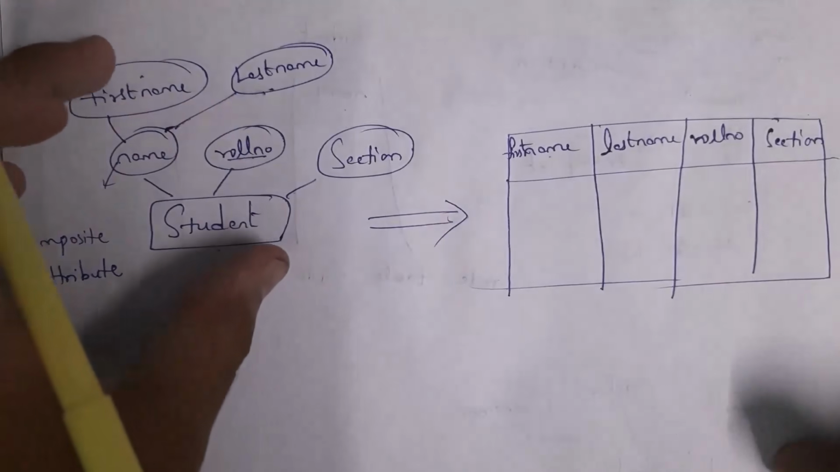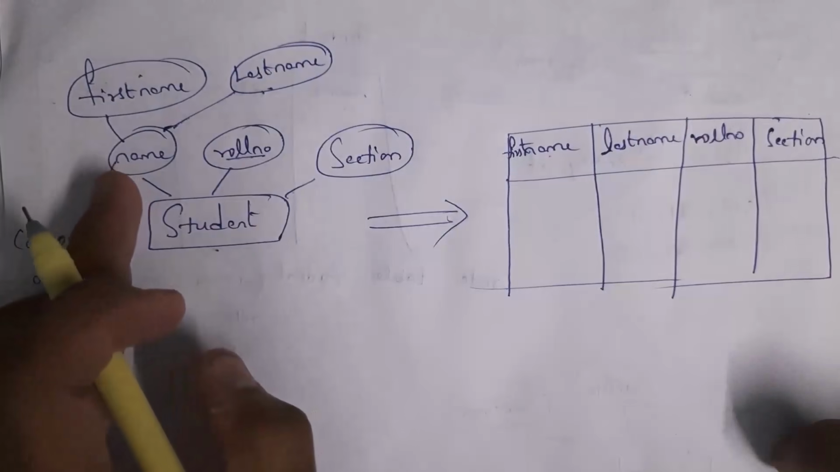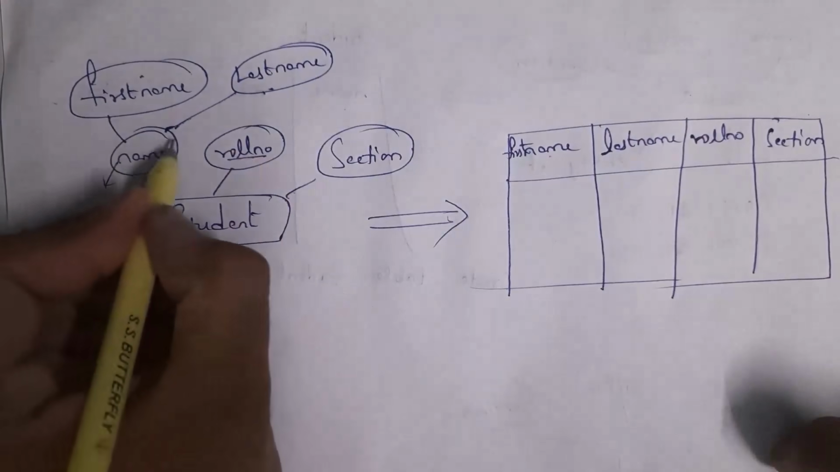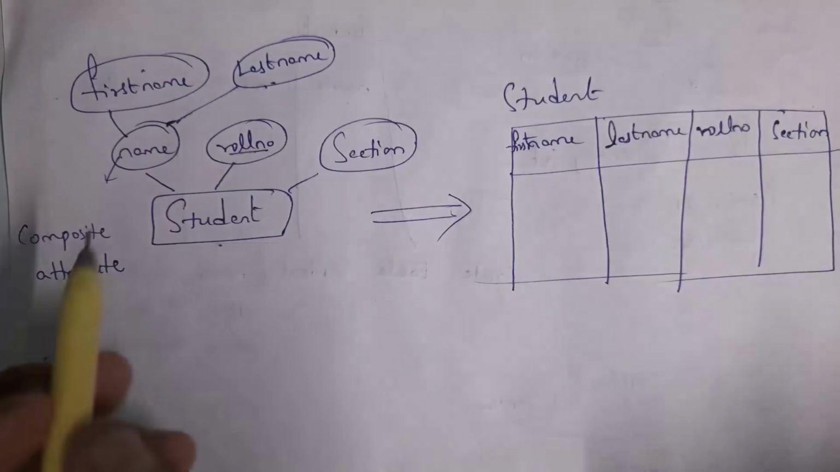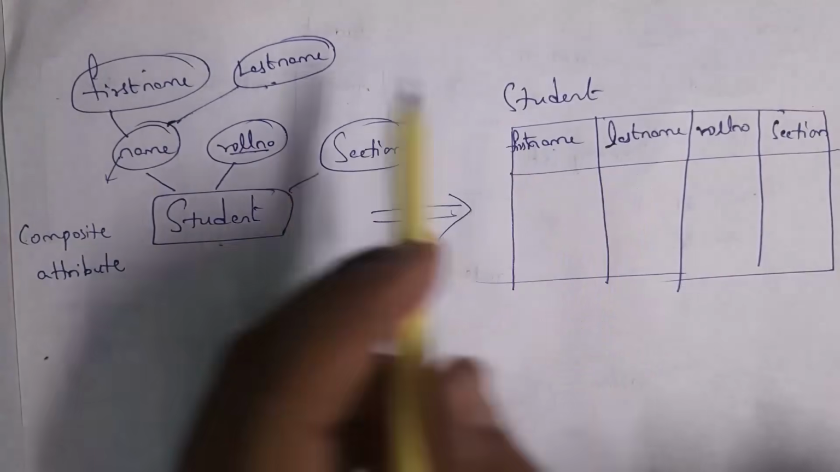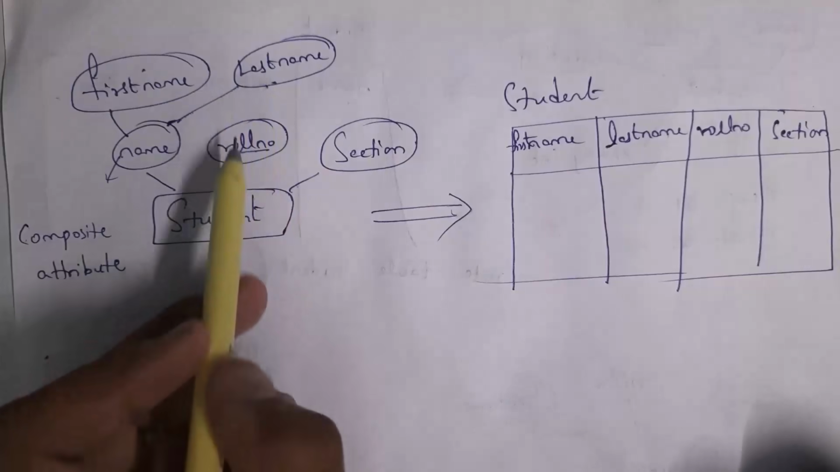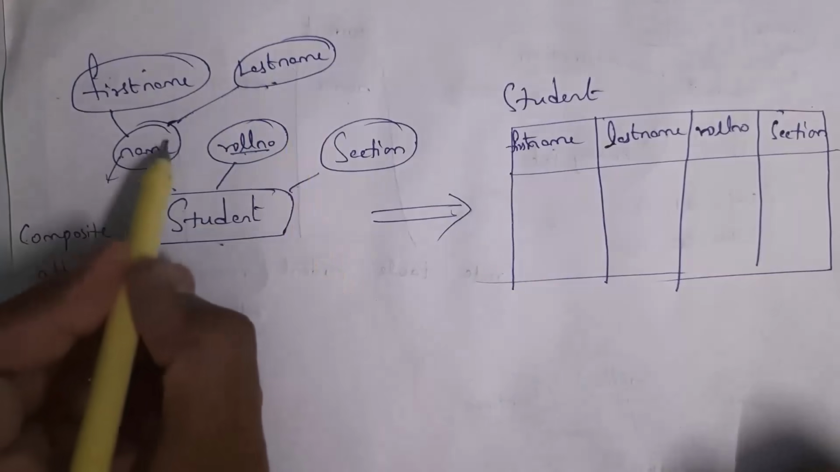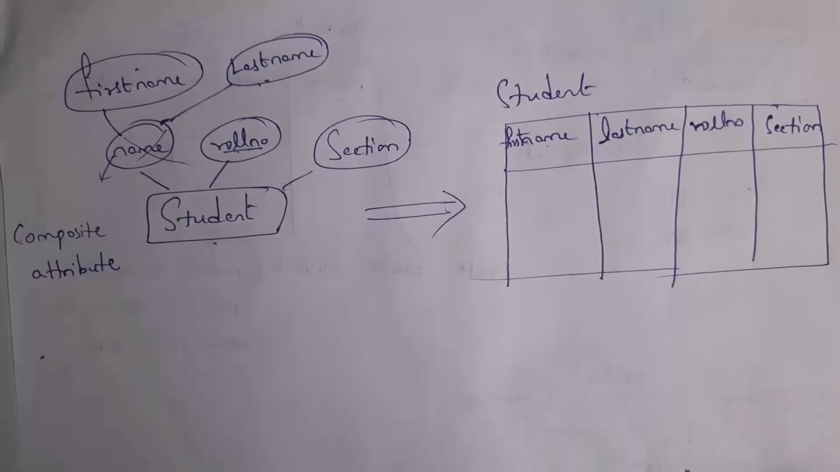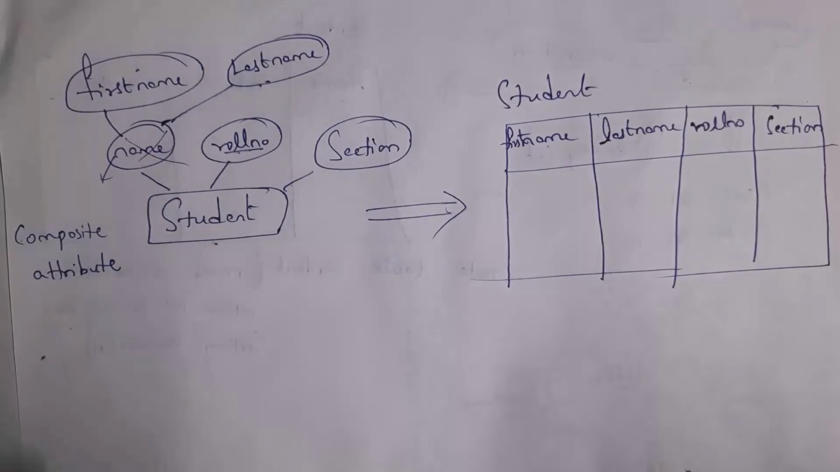Now we need to convert this ER diagram into table. If you want to convert this ER diagram into table, don't consider this composite attribute. Directly in the student table, we need to create 4 columns. They are first name, last name, rule number and section. Don't consider this composite attribute. Guys, in exam you may get a separate question like how to convert entity set with composite attributes into tables.